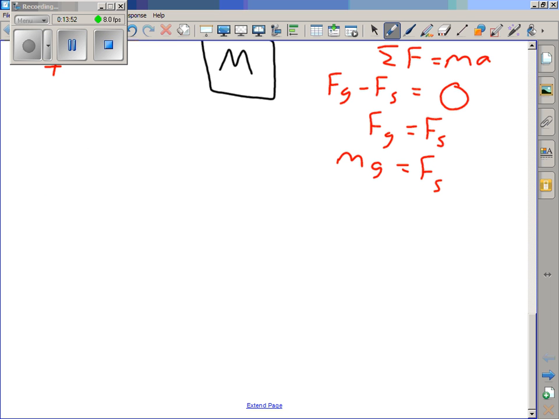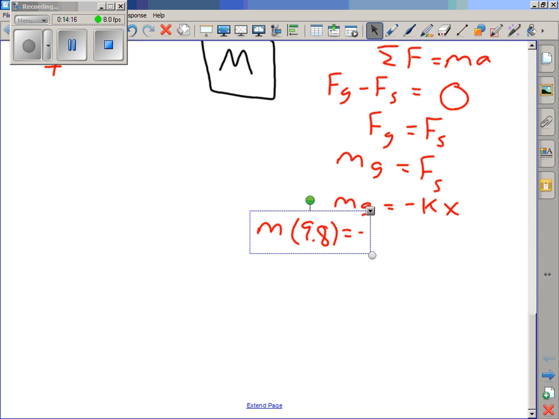Now, technically, the force of a spring is negative kx. Here's why I say don't worry about that. Let's start plugging things in. M is what I'm looking for. Gravity, 9.8, equals negative my k, which was 30. And this problem I made it 30 here. Now, x. Let's come back up and look at x.